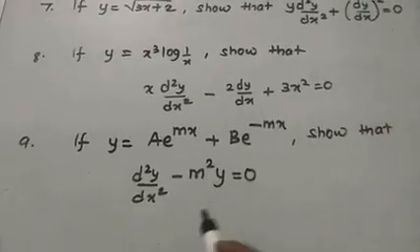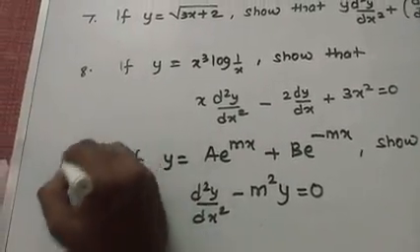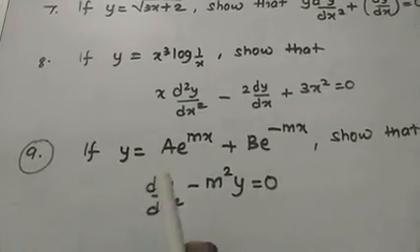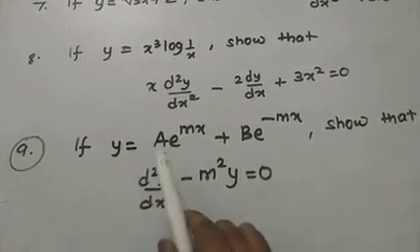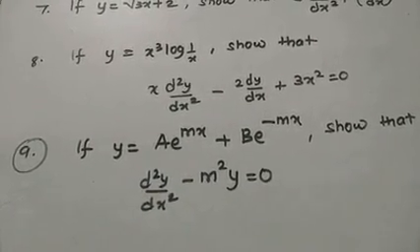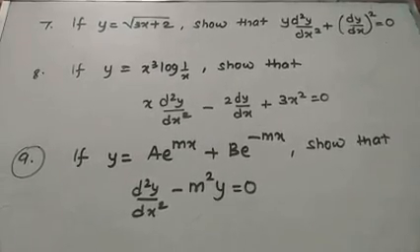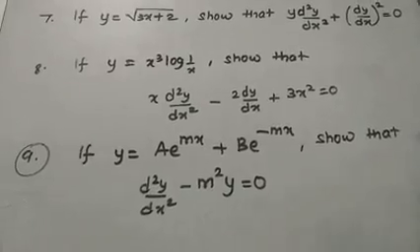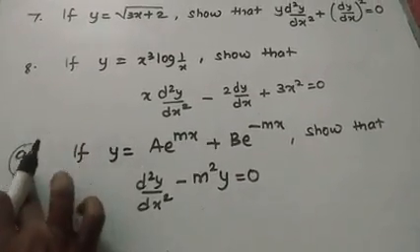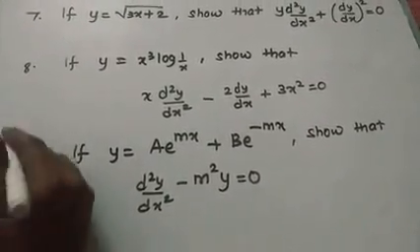And similarly question number 9 has come multiple times in the last few years. So this is one of the interesting questions. If y equals a e to the power mx plus b e to the power minus mx, then show that d2y by dx2 minus m square y equals 0. So these 3 questions are also homework for you. So total till now 7 questions.